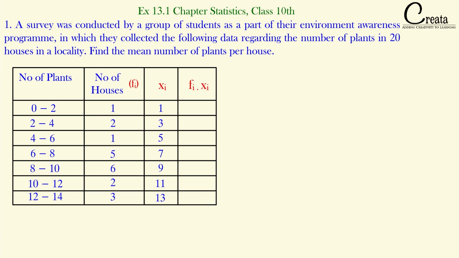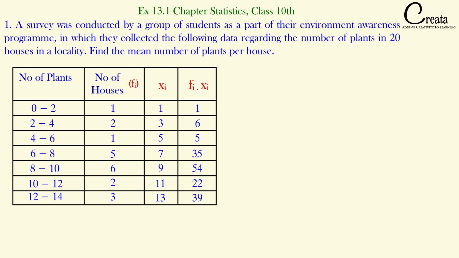Next we will calculate Fi into Xi, that is we will multiply Fi into Xi. Let's do the multiplication. 1 into 1, it is 1. 2 into 3, it is 6. 1 into 5, it is 5. 5 into 7, it is 35. Similarly 54, 22 and 39. We have multiplied Fi into Xi.